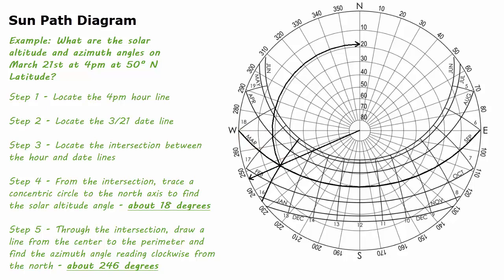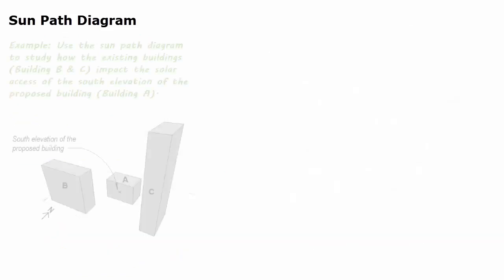Step 4. From the intersection, trace a concentric circle to the north axis to find the solar altitude angle, which is about 18 degrees here. Step 5. Through the intersection, draw a line from the center to the perimeter of the diagram and find the azimuth angle reading clockwise from the north, which is about 246 degrees here.